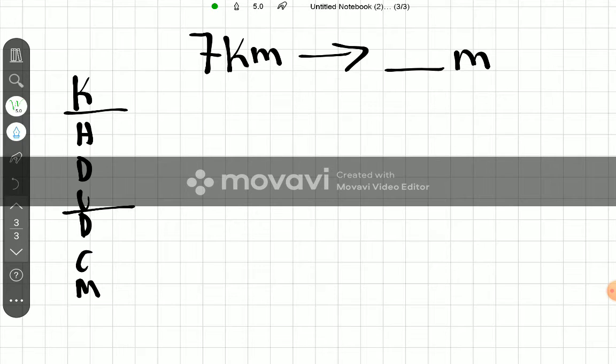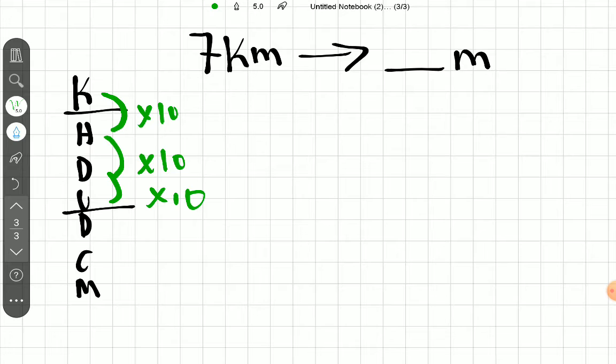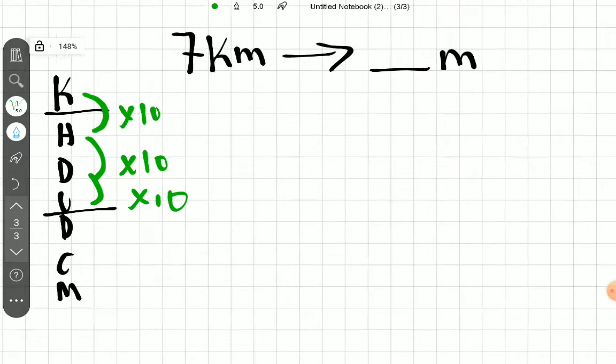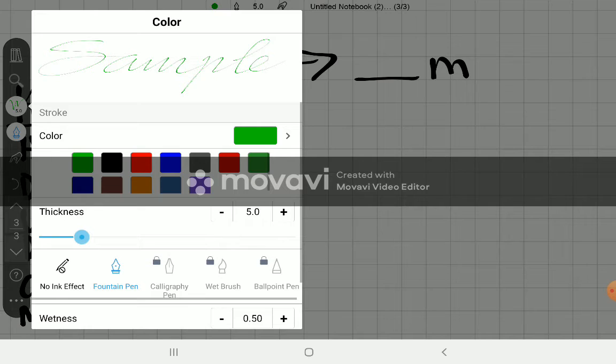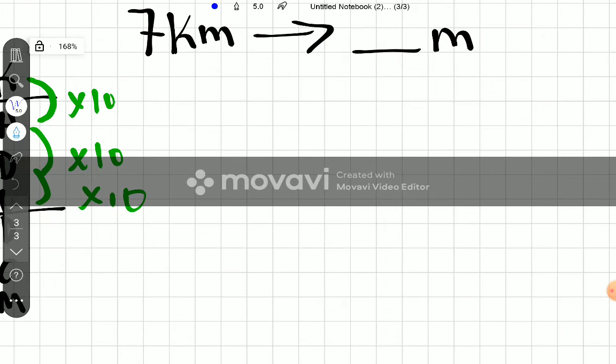And then, so 10, and then again 10, and then again 10. So it would be 1,000. So basically we know that 1 kilometer is equal to 1,000 meters. Okay, so then that makes our life a lot easier when we're converting. I'll do it in blue, sorry.